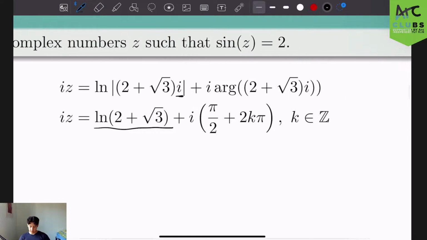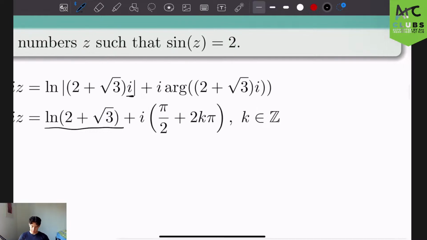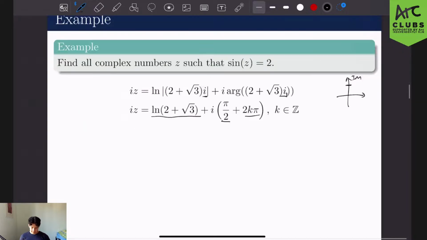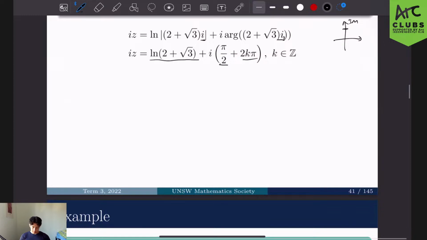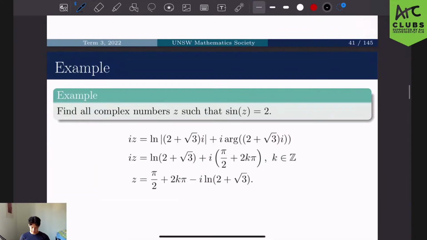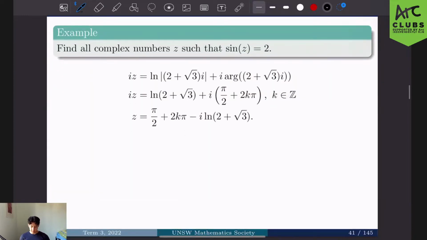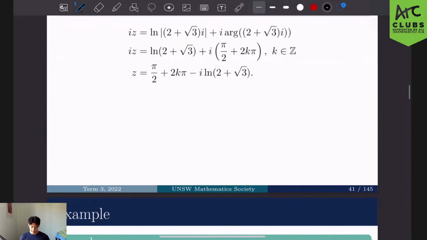And then we've got the multi-valued arg of 2 plus square root 3i, which means it's going to be on this positive imaginary, so it's going to have an arg of pi over 2 plus 2k pi, and don't forget this I term here. Okay, and then we'll divide everything by I to find z.